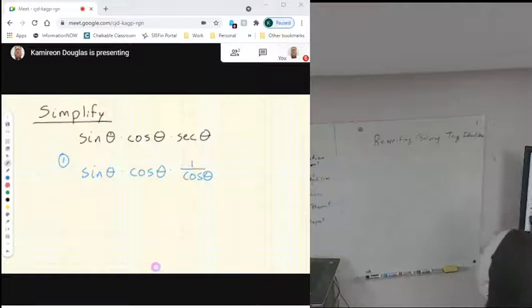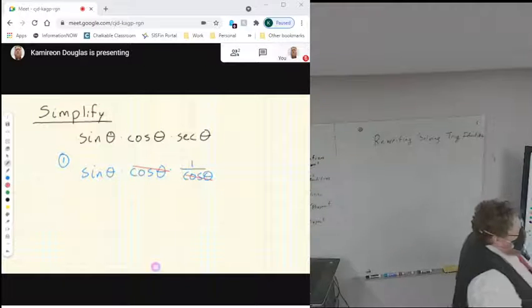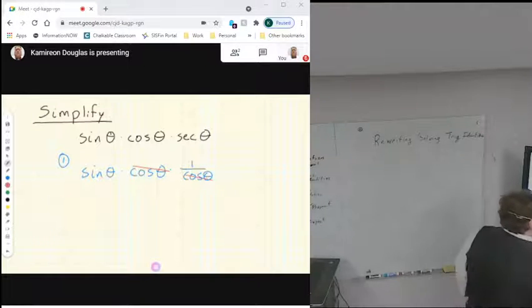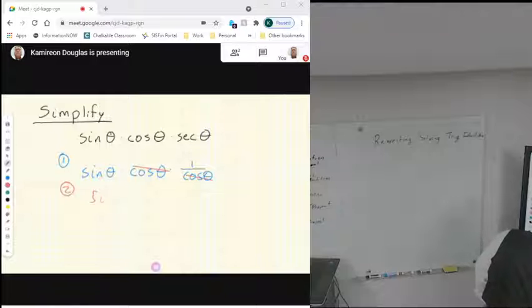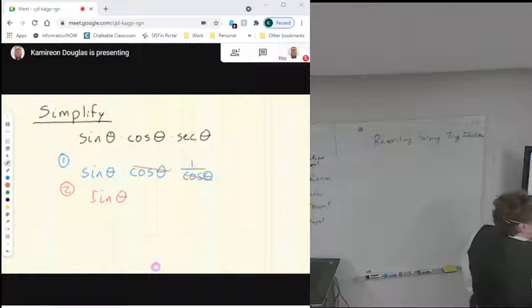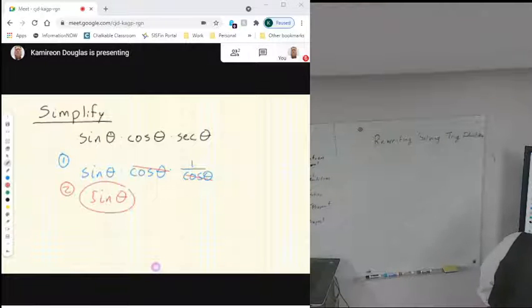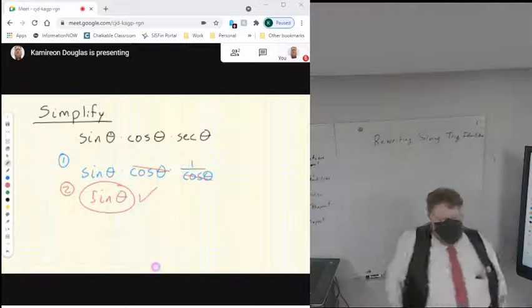Correct. The cosine and the cosine, one of which is on top and the other of which is on bottom, will end up canceling, leaving us with just a single trig function. This has clearly been simplified because I went from having three things all being multiplied down to one thing. So this is my solution. I like these ones better.